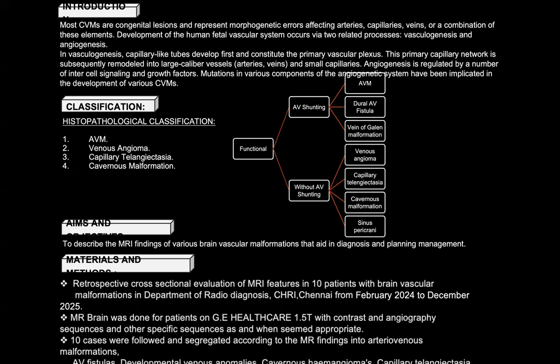Histopathologically, CVMs could be classified into AVMs, venous angiomas, capillary telangiectasia, and cavernous malformations. We aim to describe the MRI findings of various brain vascular malformations to aid in the diagnosis and planning of the management. Retrospective evaluation of MRI features in 10 patients with various brain vascular malformations was done in our department over a course of 1 year.